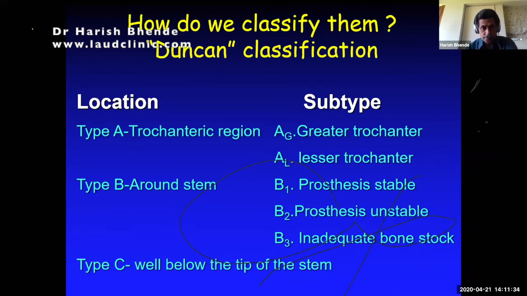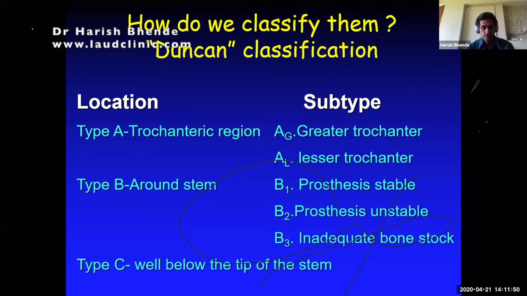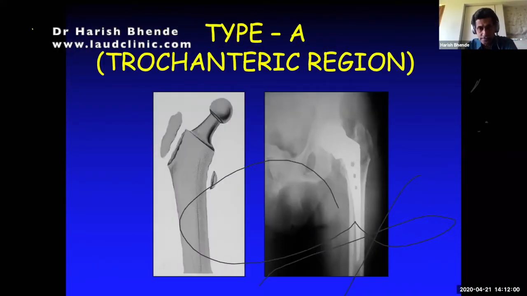And type C is below the tip of the implant, and usually this is a fracture like any other fracture. The only problem is the upper end of the fracture has got an implant, so we may not be able to put a standard nail or a standard plate. We may have to use some special type of implant to fix this fracture. Now this is a type A. You can see in the picture a trochanteric fracture, and it could be a greater trochanter or a lesser trochanter.